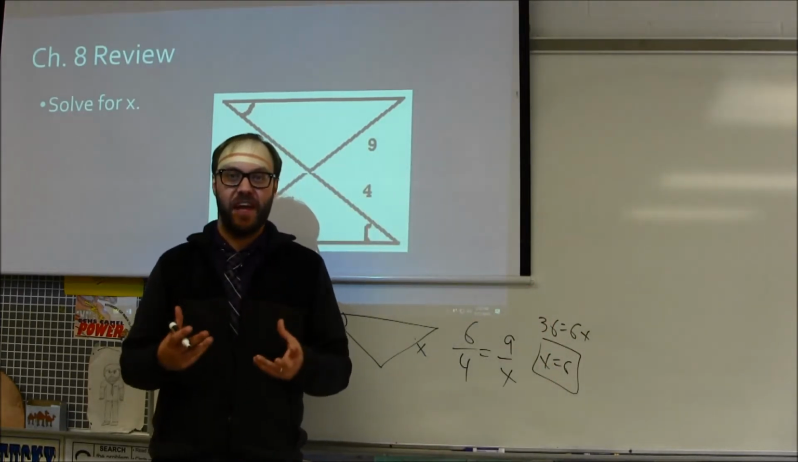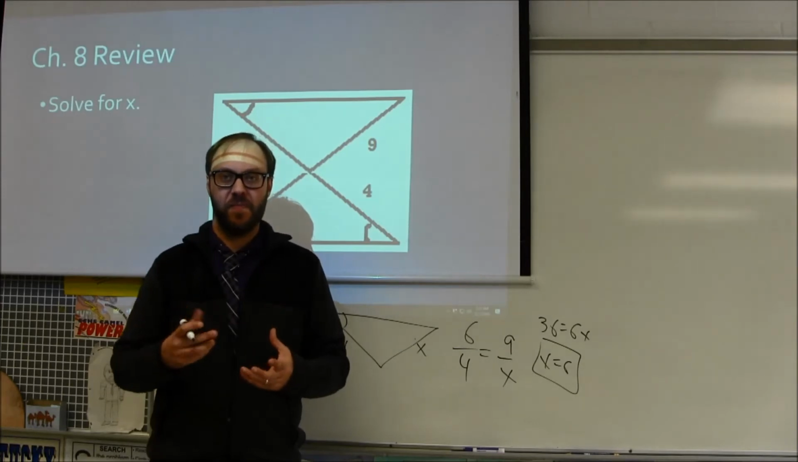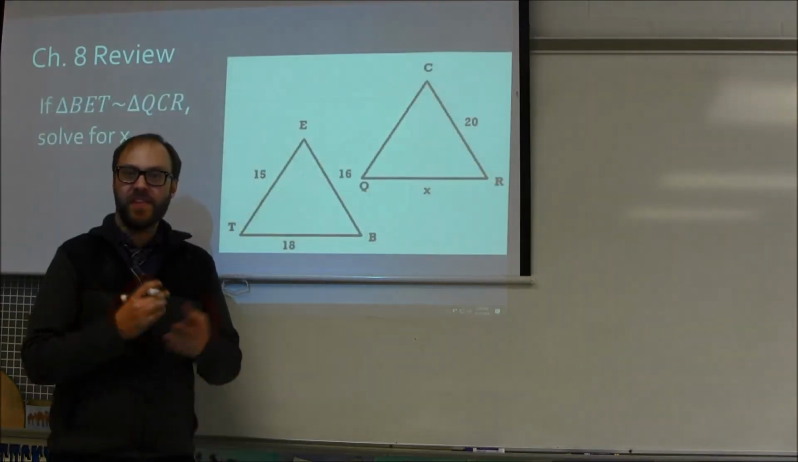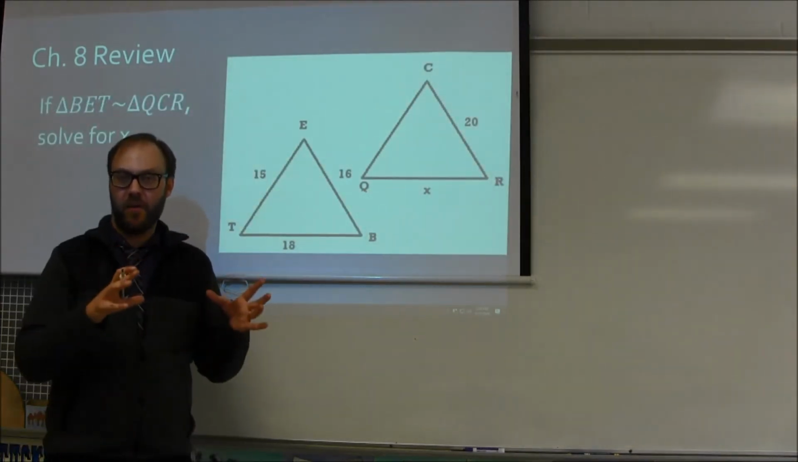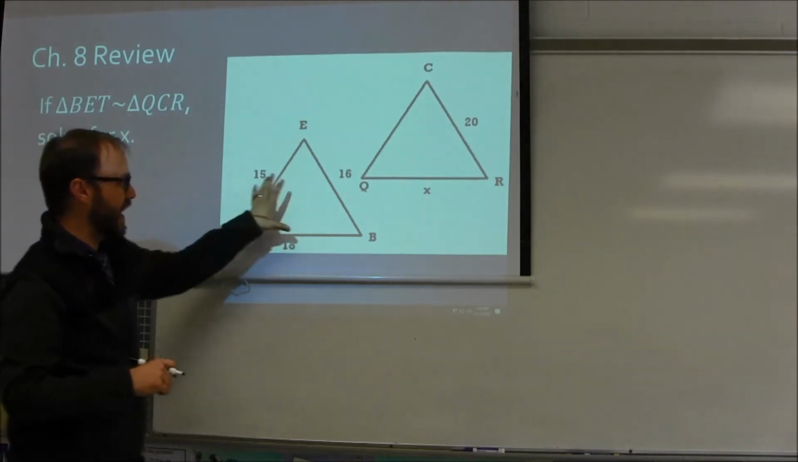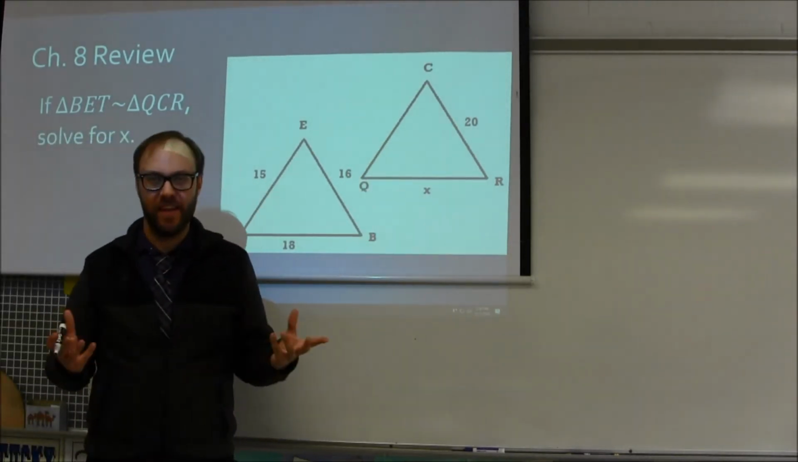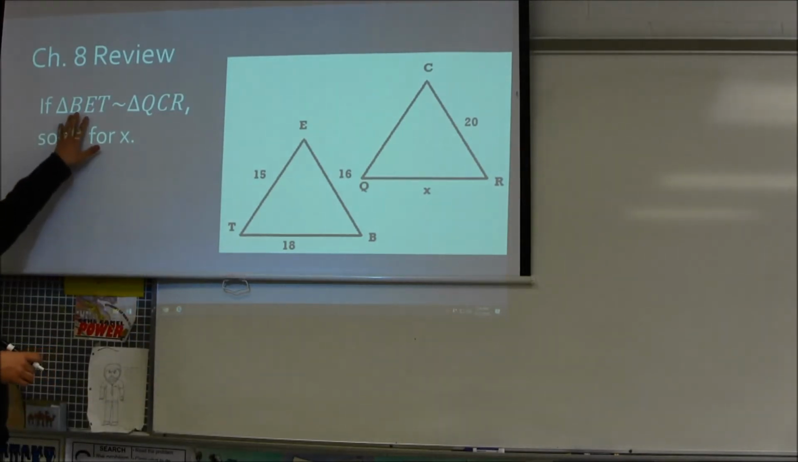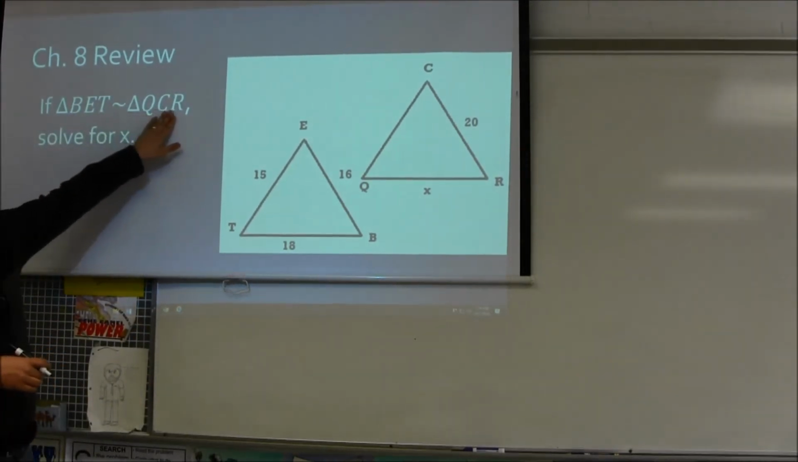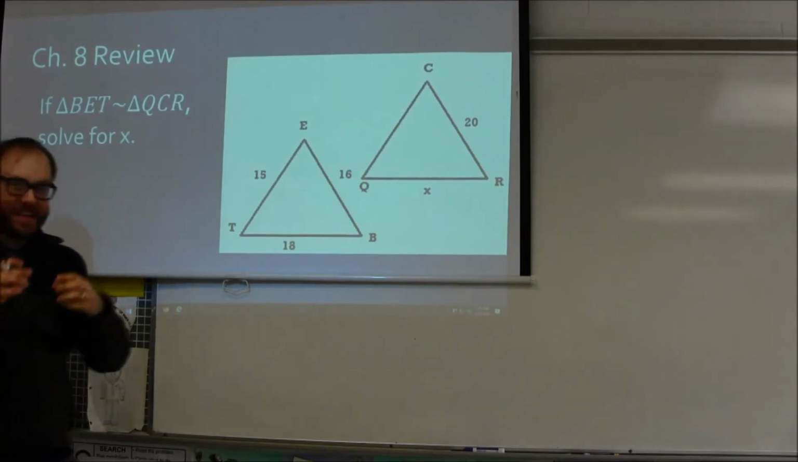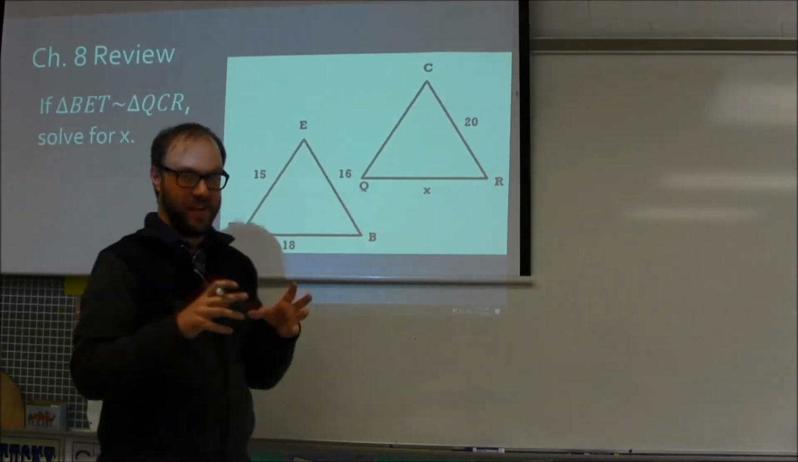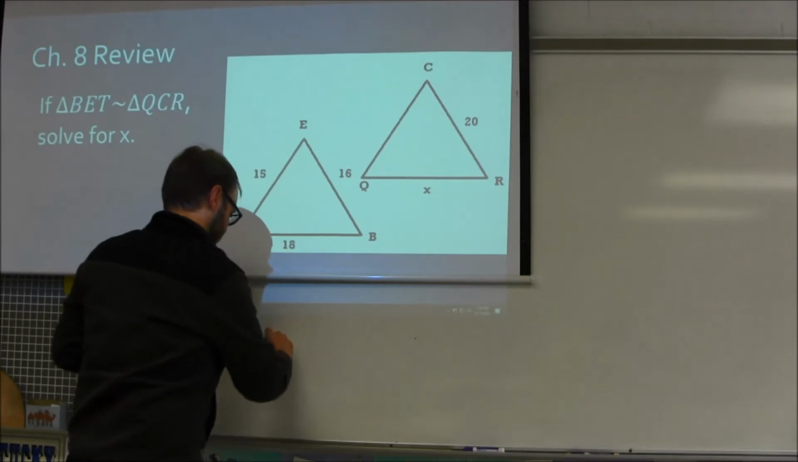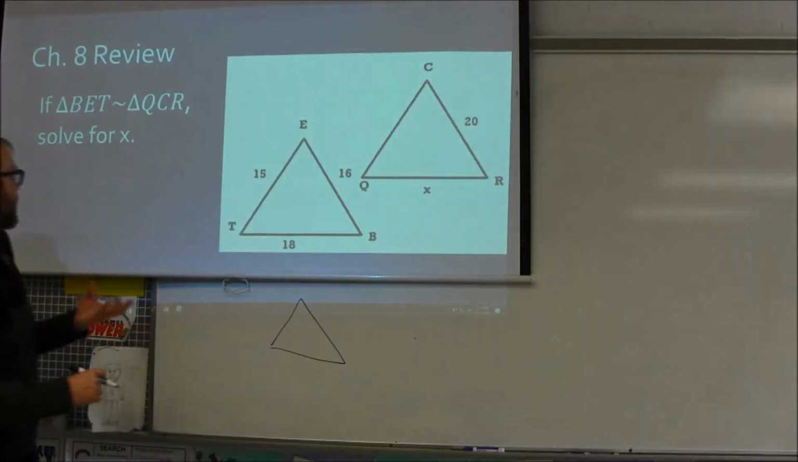But just be very careful. Make sure you have corresponding parts matching. This example is all about having corresponding parts match up correctly. And if you notice here, the diagram, not really drawn to scale, that's going to be a bit of an issue. This similarity statement is going to be really important. BET is similar to QCR. And that's going to tell me what angles match with which angles. So I'm just going to very carefully draw everything in the same setup.